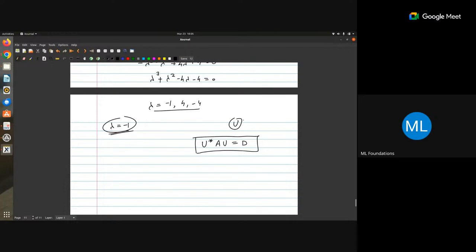Now you have to find the eigenvectors, and that will form matrix U, and then once you found U, you will be easily able to find out U star, right? Yes. So U star A U will give me a diagonal matrix, and if it is not giving me the diagonal matrix, then what is the procedure? Then I have to use Gram-Schmidt.